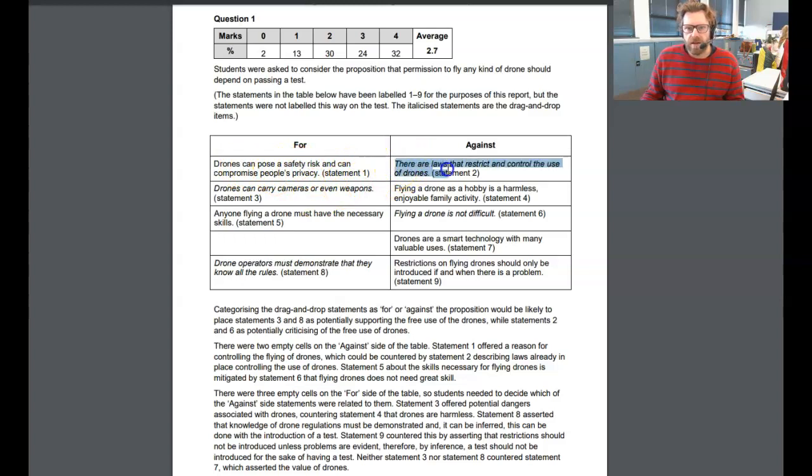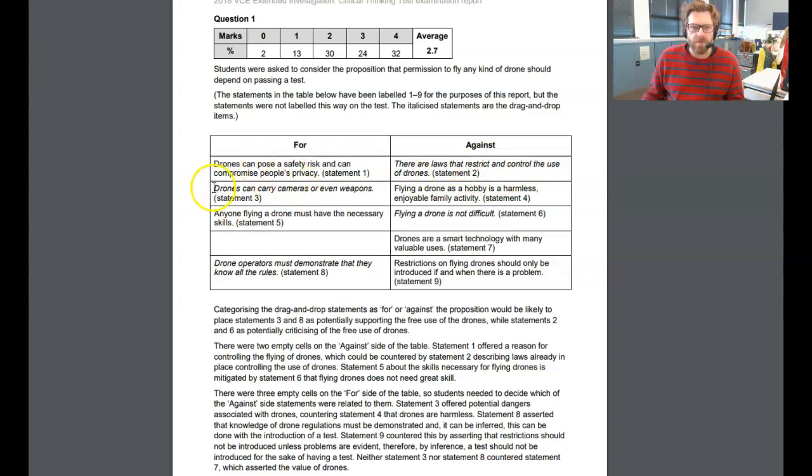But the against is saying, well, there are laws. We don't need to have a test because people simply need to follow the laws of the country, and if they break the laws, then they'll be prosecuted accordingly. So you don't need an additional layer. So that's what the against is doing there.